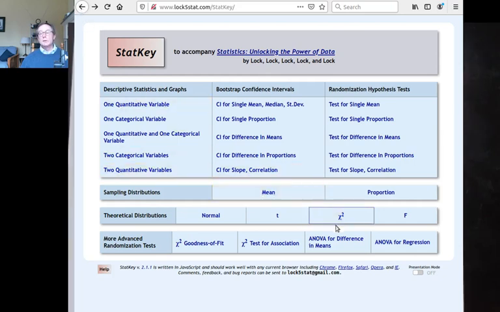To get the number to look up, I use this screen, the chi-squared goodness of fit. Once I get that number, I go over to the theoretical distribution chi-squared. I enter degrees of freedom equals 2 because there are 3 categories and you subtract 1. And then right tail, the number from the previous screen, that tells you the p-value.